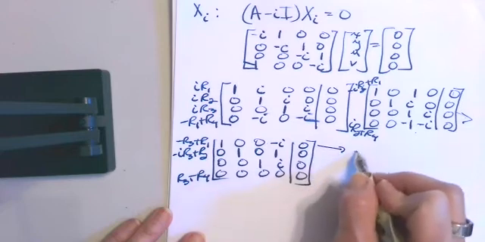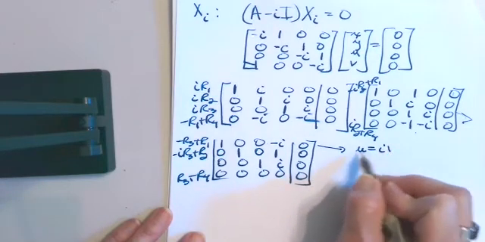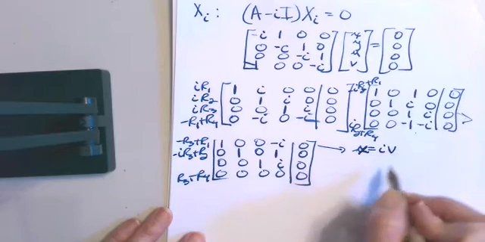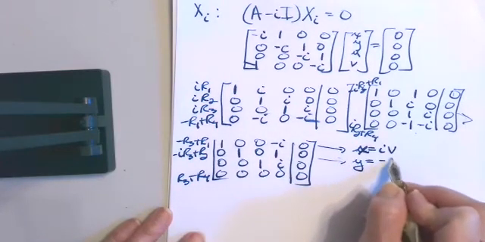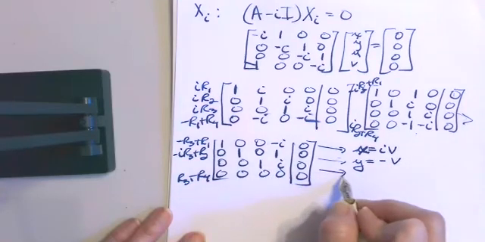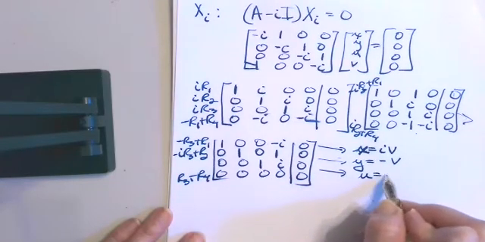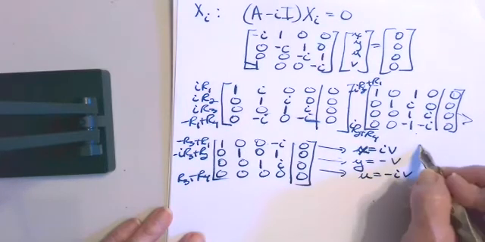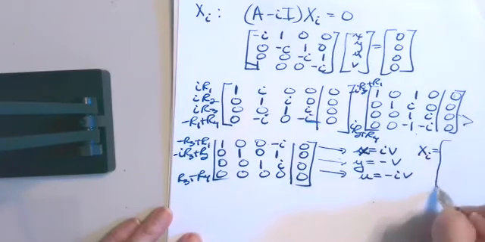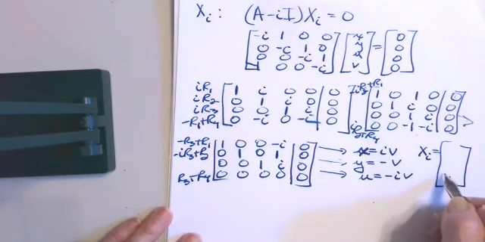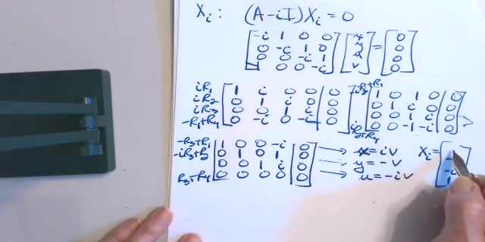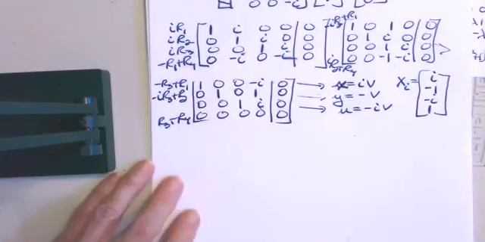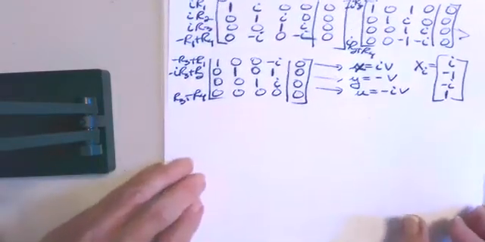So the first row says x is i times v. The second row says that y is minus v. And the third row says that u is minus i times v. So here's x sub i. If I pick v to be 1, then u is minus i times that, y is minus 1 times that, and x is i times that. Okay, and one more to do.